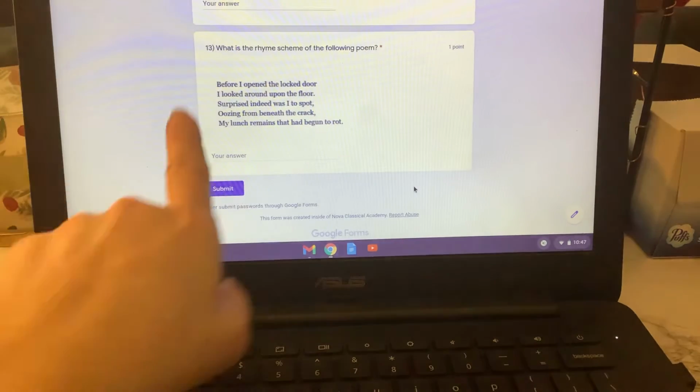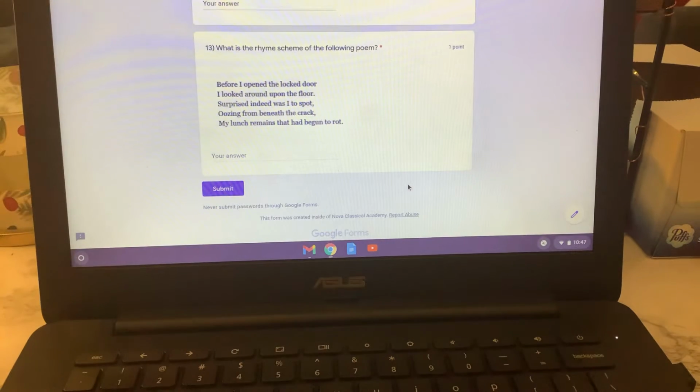Finally, question 13. I think I actually wrote this poem once upon a time when I was making this assignment. Anyway, what is the rhyme scheme of the following poem? It's just a random poem, but you're going to practice your rhyme scheme work here, okay?